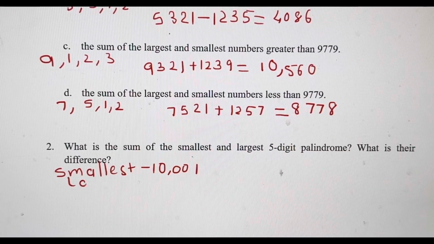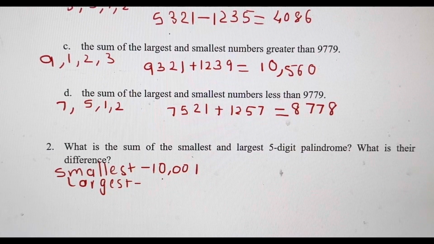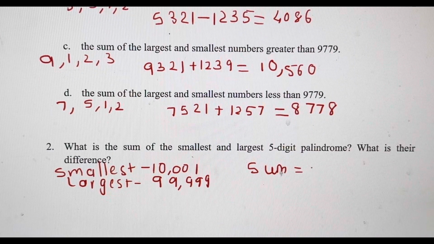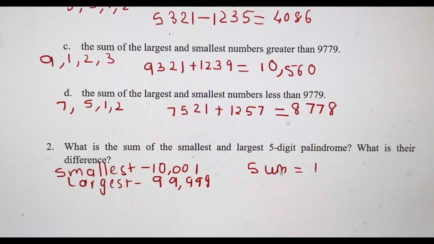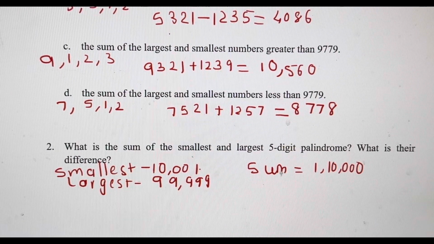Now we see the largest number. Which is the largest number? 99,999. So it is of course a palindrome because all digits are the same. You read from right to left, left to right, it is the same. So if we add, what will be the sum of these two numbers? The sum will be 1,10,000. You can add it easily. 99,999 plus 1 is 1 lakh, and 10,000 extra. So 1,10,000 is the sum.